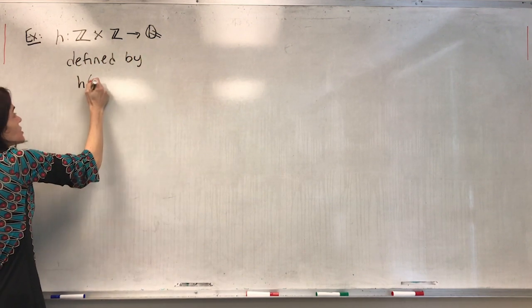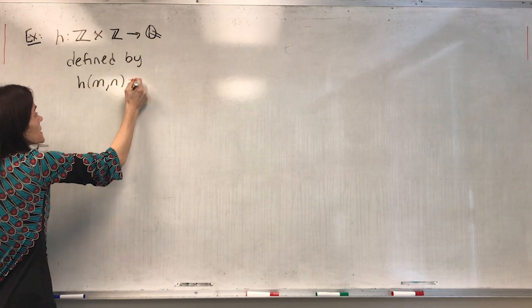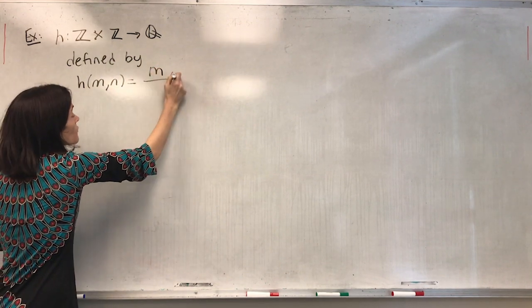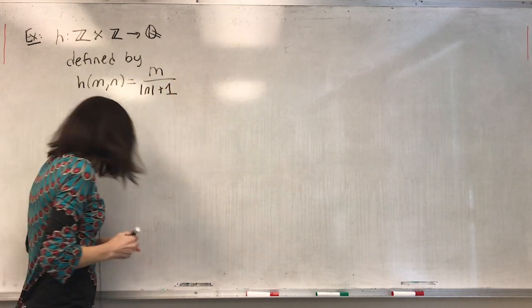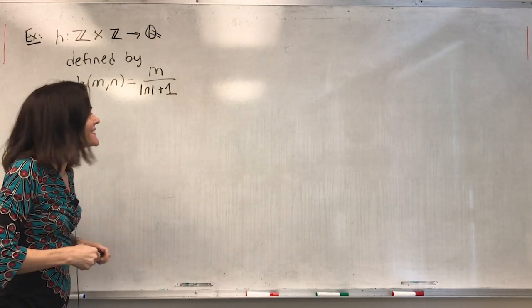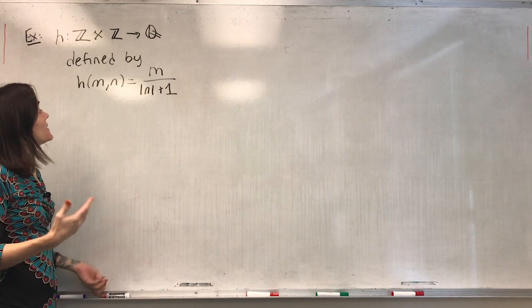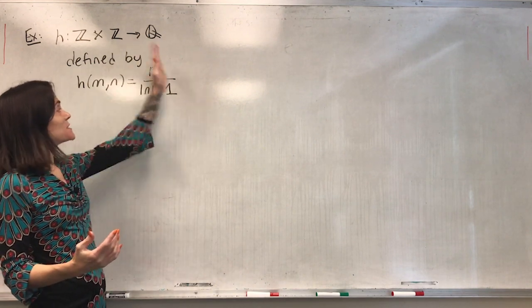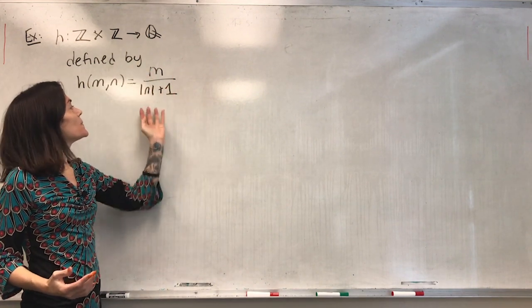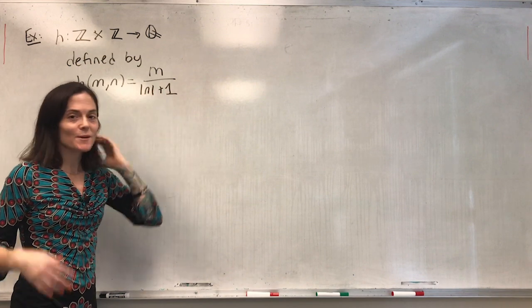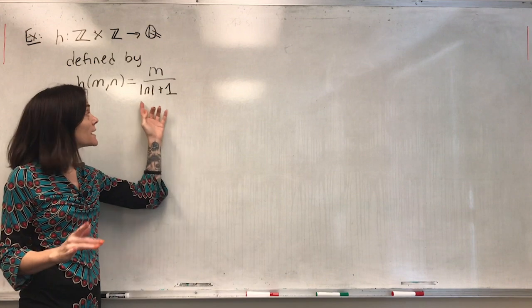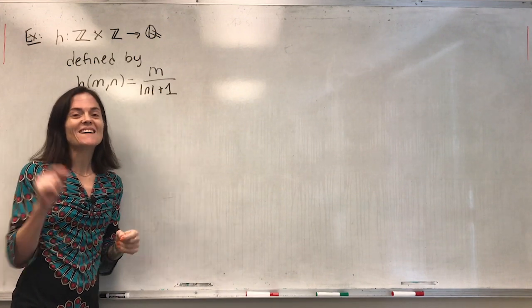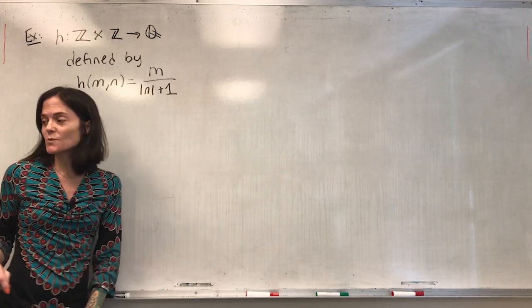Let's say H of M, N is equal to M over the absolute value of N plus 1. Well, this is definitely a function that maps into Q, because typically when you are dividing, you have to worry about 0, but you're never going to have a denominator being 0 here because we have absolute value. It's always greater than or equal to 0, and then plus 1.